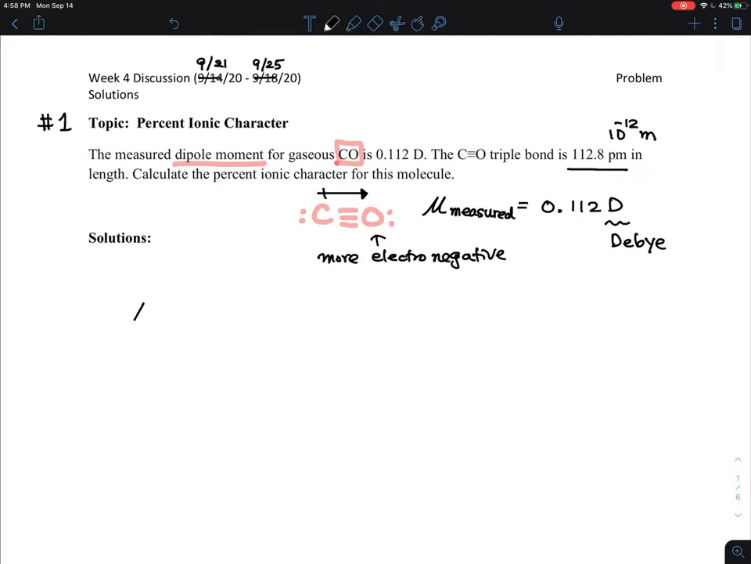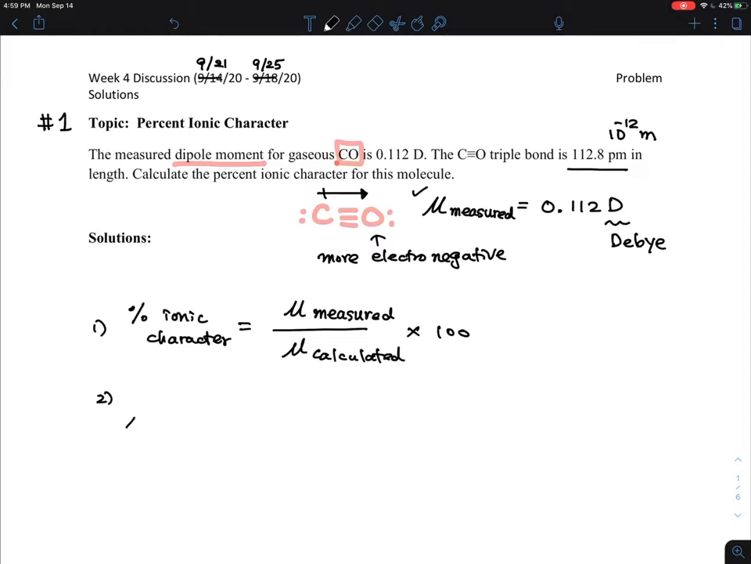So the question is the percent ionic character. That is essentially what you have measured, the real value, over what you have estimated based on the calculation. And then you want to multiply by 100 to make a percent. We know the measured value is here, and so we just need to calculate.